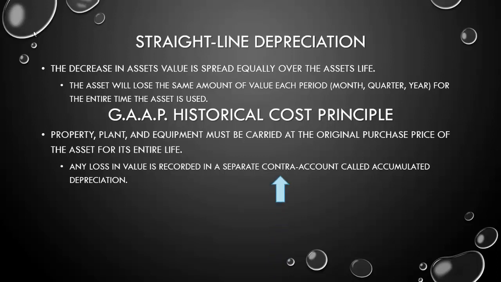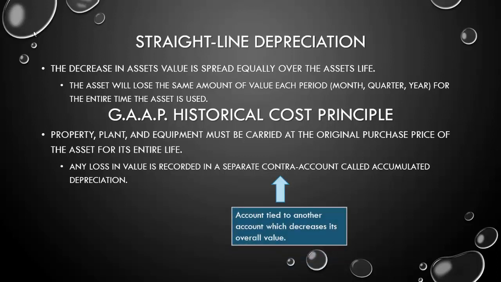Well, the word contra very literally means in opposition of. Buying stuff increases its value. What's the opposite of that? Decreasing the value. So a contra account is tied to another account, and it's going to reduce that asset's value over time.